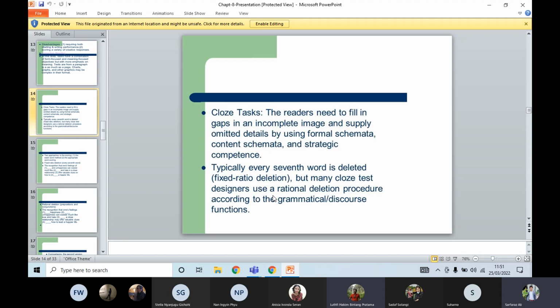One of the important things to tell you is that the word cloze was coined by an educational psychologist, whose purpose was to capture the psychological concept of closure. The readers will need to fill in the gaps in an incomplete image and supply the omitted details by using formal schema, content, and strategic competence.